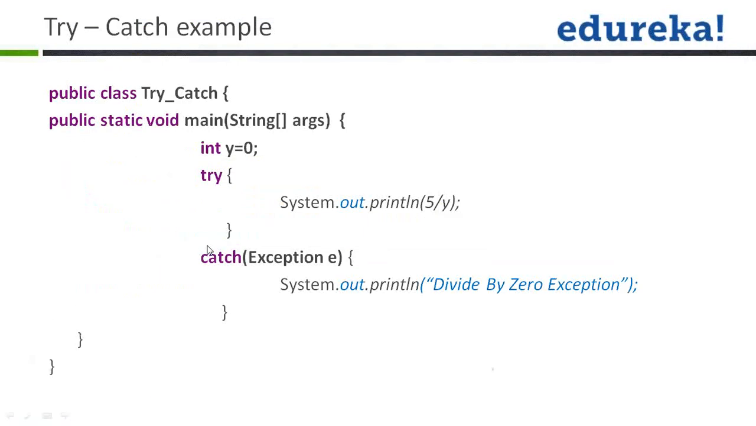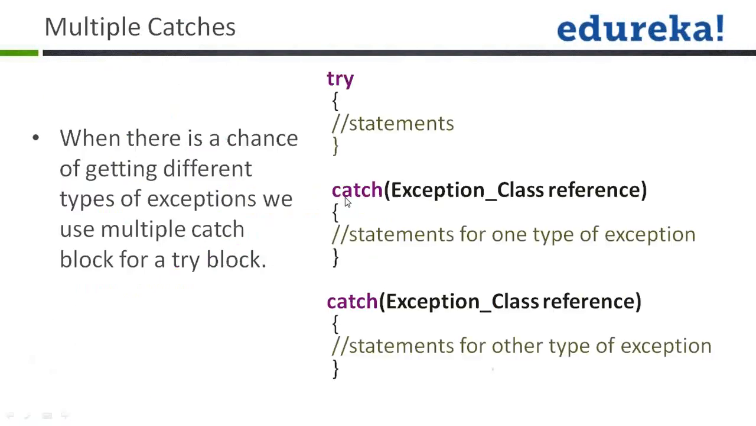So we get back to the presentation once again. Now we'll understand the multiple catches. When there is a chance of getting different types of exceptions, we use multiple catch blocks for a try block. Okay, like you can receive a null pointer exception.